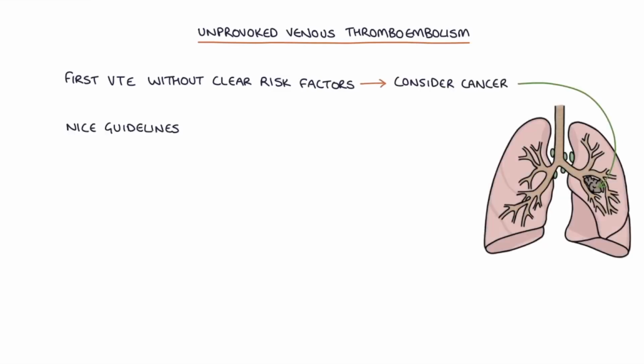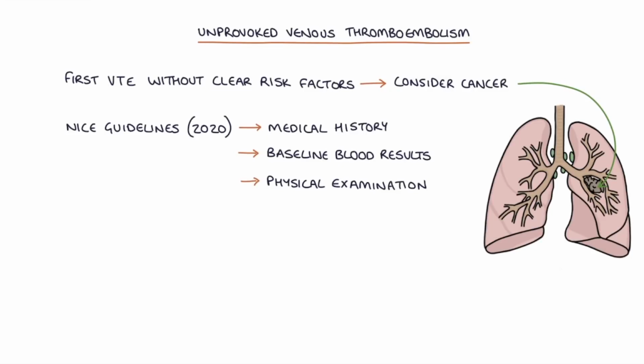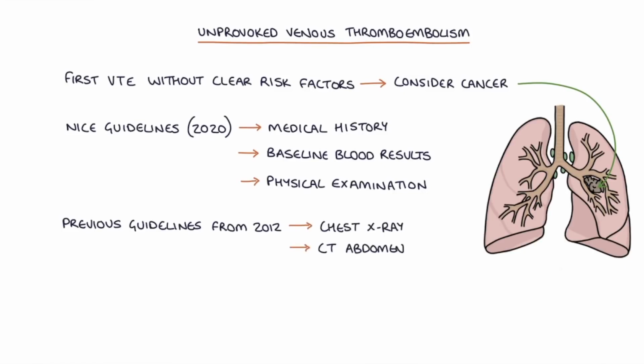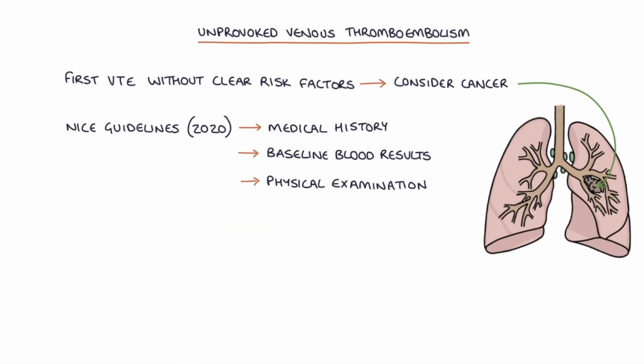The NICE guidelines from 2020 recommend reviewing the medical history, baseline blood results, and a physical examination for evidence of cancer. The previous guidelines from 2012 recommended routinely considering investigations such as a chest X-ray and a CT of the abdomen and pelvis, although this is no longer recommended, unless the history and examination findings warrant further investigations.